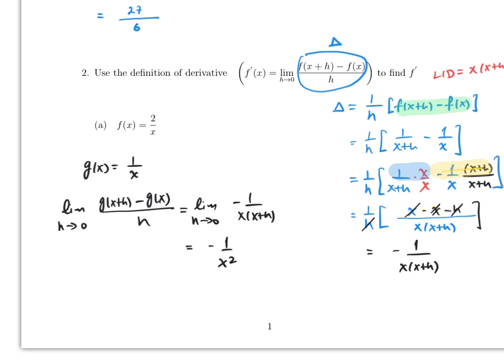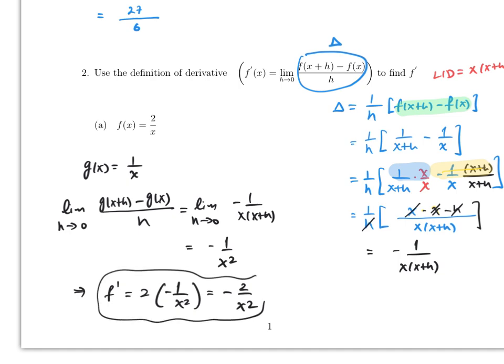Now, this is the derivative of 1 over x, but you want 2 over x. So in this case, this is actually pretty simple. From here, f prime is going to be 2 times this, which will be minus 2 over x squared. And therefore, this is the solution.